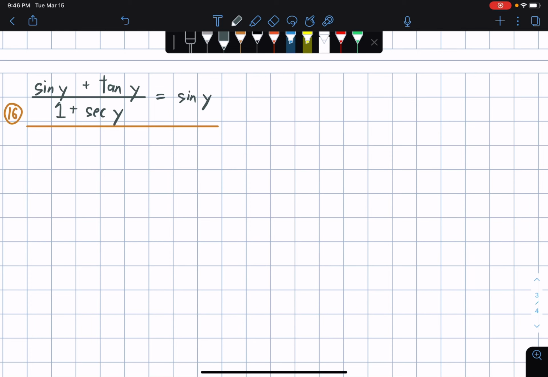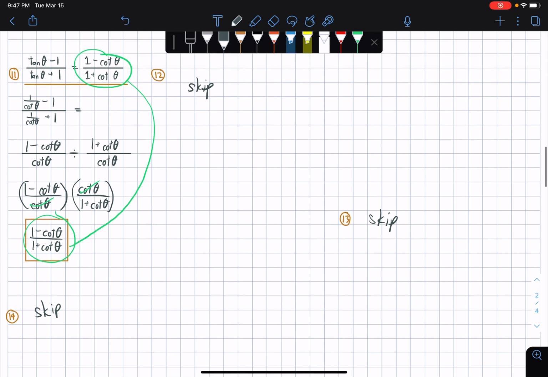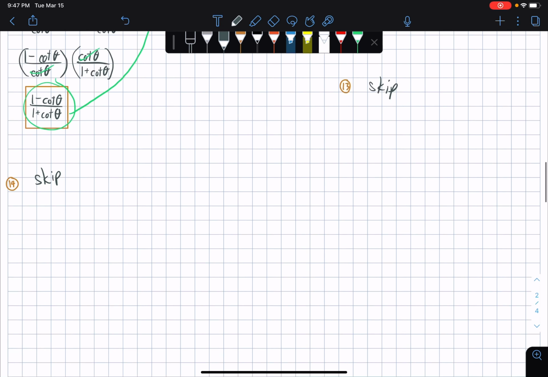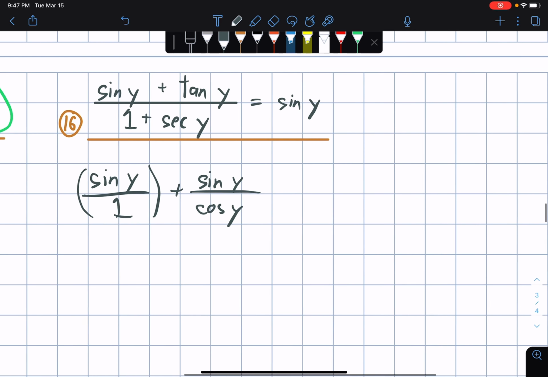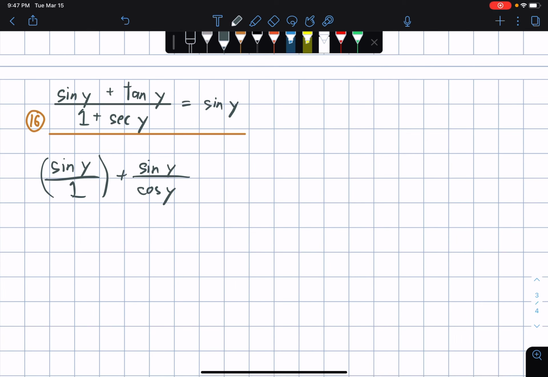For sine y, we just copy it since it's already sine. Then for tangent, we turn that into sine cosine. Oops. Hang on. Okay, never mind. I just thought of something that might be confusing. It's not really confusing.